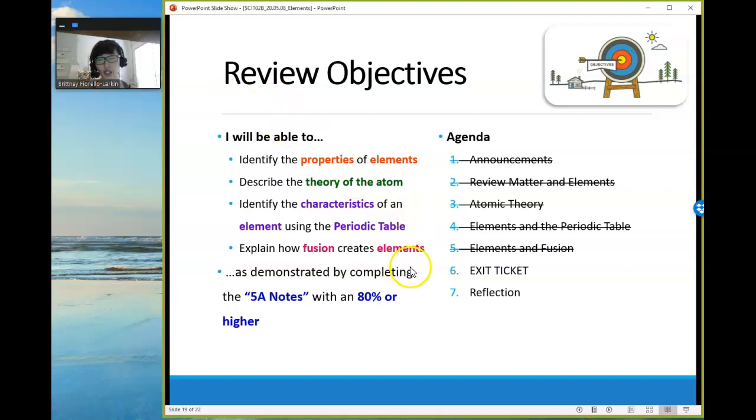So now we're going to go ahead and do our exit ticket. Again, if you've been paying attention, you've been working really hard throughout this lesson, you should do really well and you should get 100% on your notes. If you don't get this last question though, please remember that you will get an 80%, assuming that you did everything else correctly, that I gave you all the answers for.